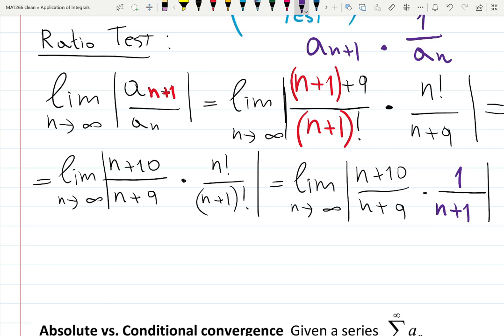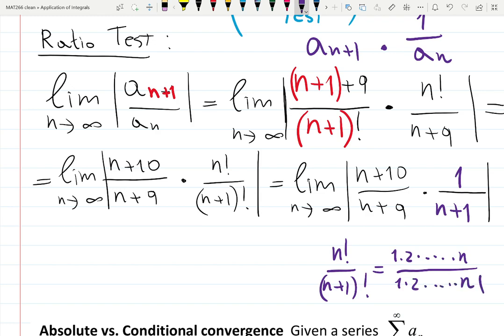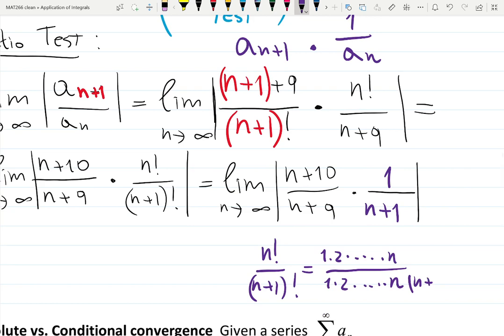Let me rephrase what you said so people also have a good idea what's going on. So what I did was n factorial over n plus 1 factorial is 1 times 2 times blah, blah, blah times n over 1 times 2 times blah, blah, blah times n and the tail. What is the difference between those two terms? This tail cancels out, the extra factor stays: 1 over n plus 1.